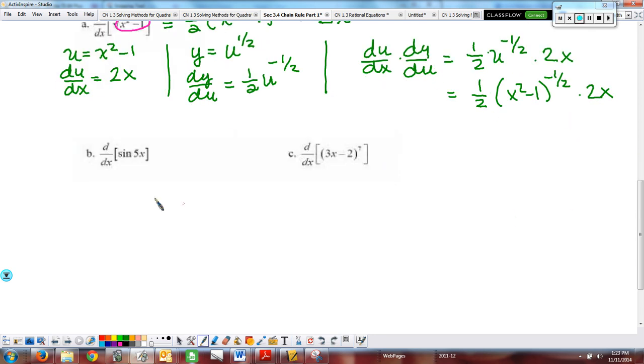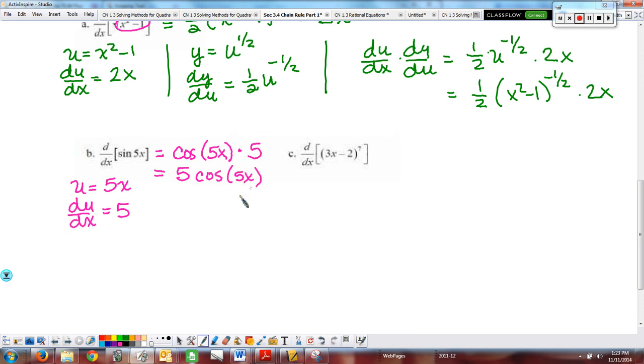Now let's do this one the short way, because this one's not too bad. The work that I would show is u equals 5x and du/dx equals 5. Then in my head I'm just going to go, this is sine of u. What's the derivative of sine of u? The derivative of sine is cosine of u, put your u in there, times, and then you immediately follow it with the rate of change of the inside function, which is 5. So our final answer would be 5 cosine of 5x.